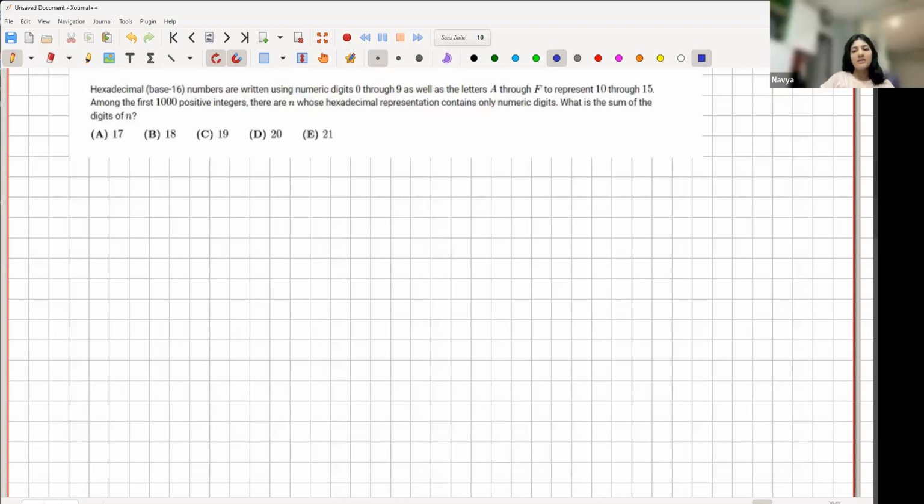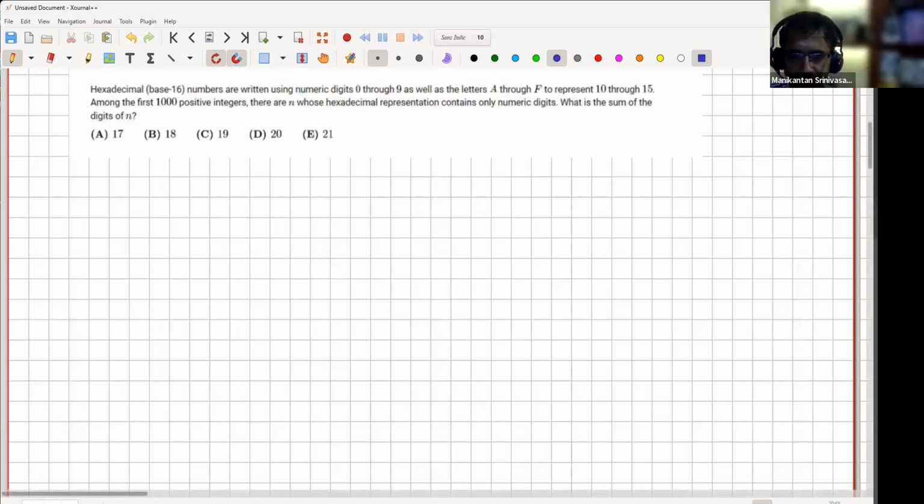Okay, no worries. Navya, were you able to get it? Yeah, last time I didn't really know about it, so I searched up what 1000 is in hexadecimal with base 16. After that I solved it. What did you end up getting, Navya? I got E. Okay, all right. Let's check.